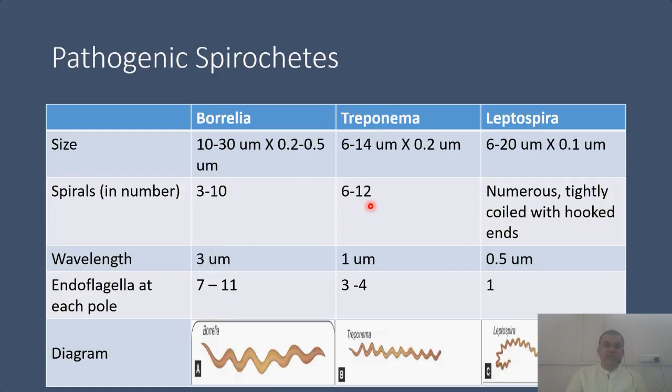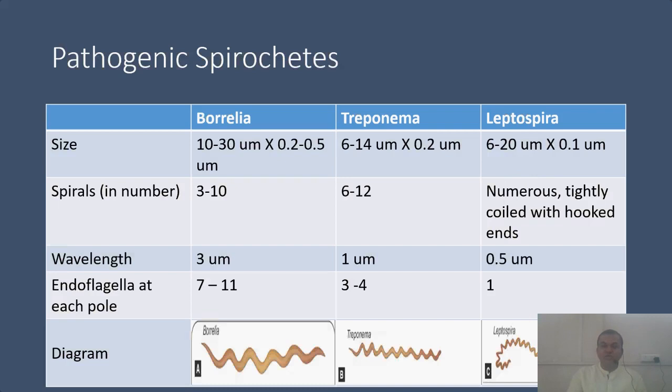Like in Treponema, we can see spirals are 6 to 12 in number with a shorter spiral length, up to 1 micron. And in Leptospira, there are numerous spirals, outnumbered, because they are tightly coiled, and the wavelength of each spiral is approximately 0.5 micron.